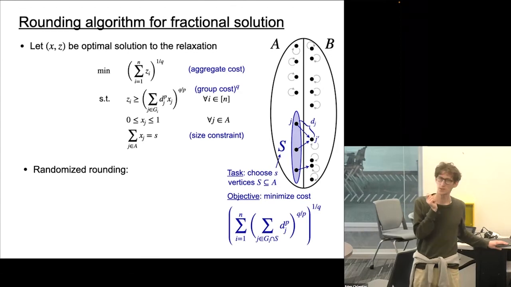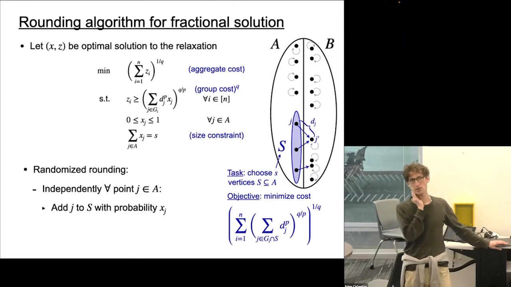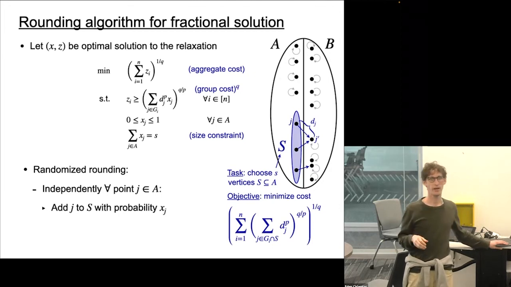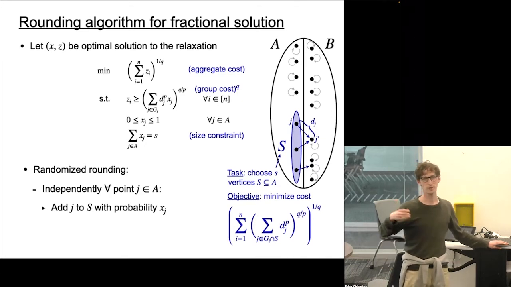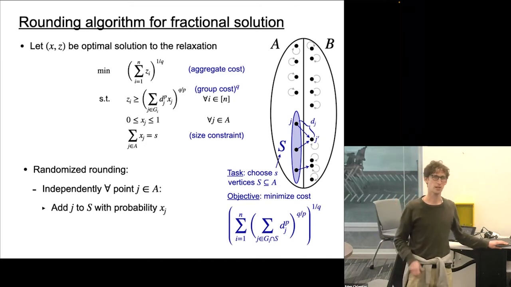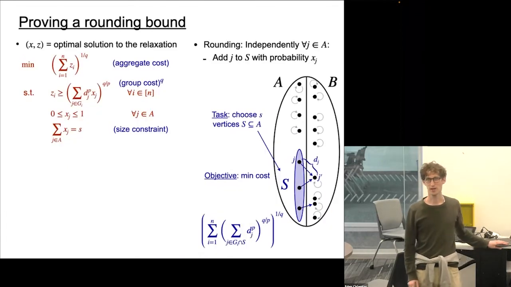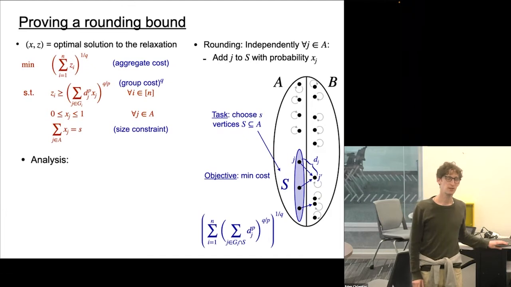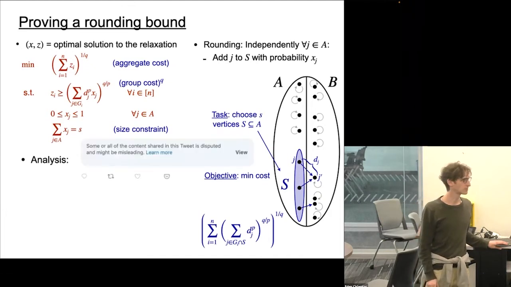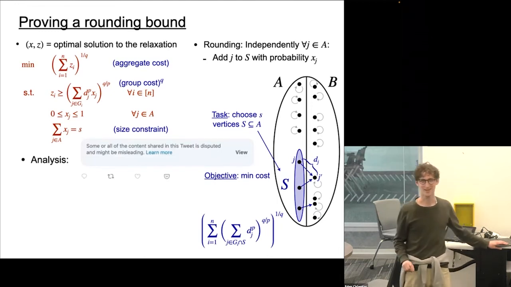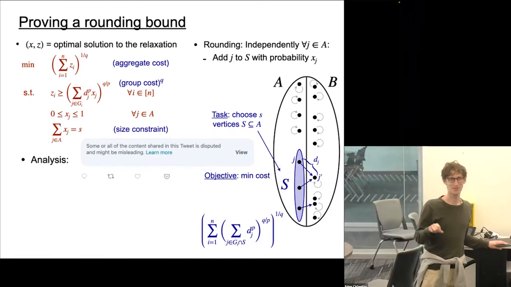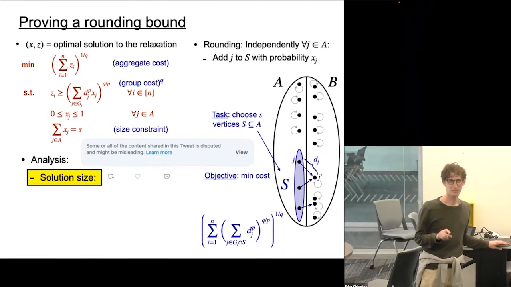We do the simplest rounding that you can imagine. We look at every point in A, and then with probability equal to the value assigned to it in the convex program, we decide to add it to the set independently. Okay, so now we're 2/3 of the way through, and now we just have to analyze it. So here's the analysis, and just a quick caveat. I'm going to lie to you somewhere in these next couple of slides. Not this one specifically, but then I'll tell you where.